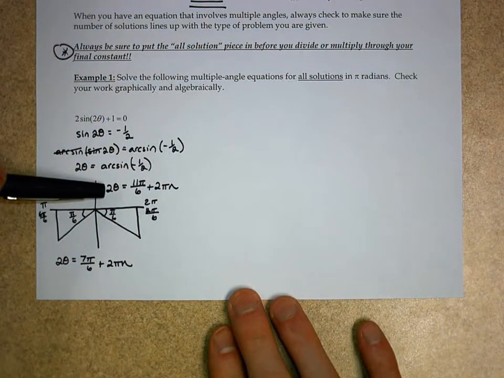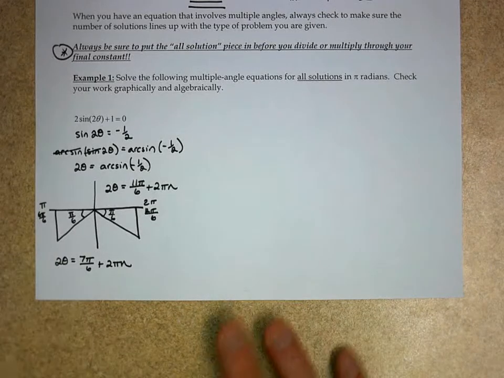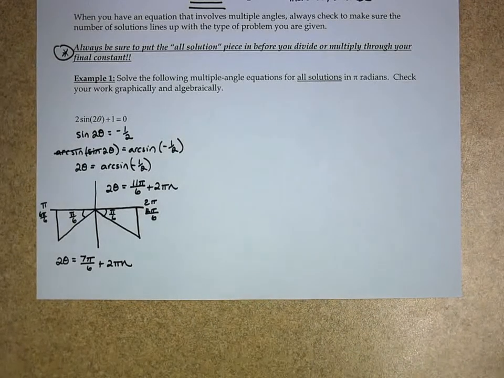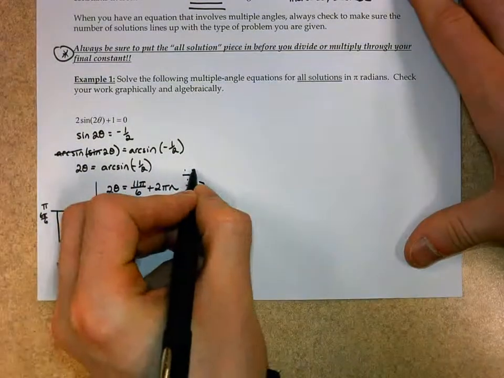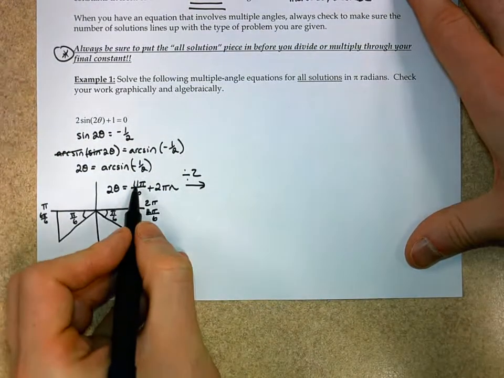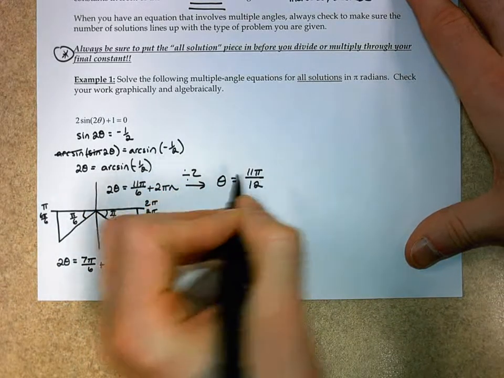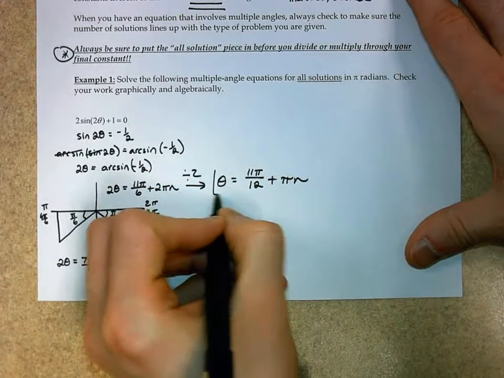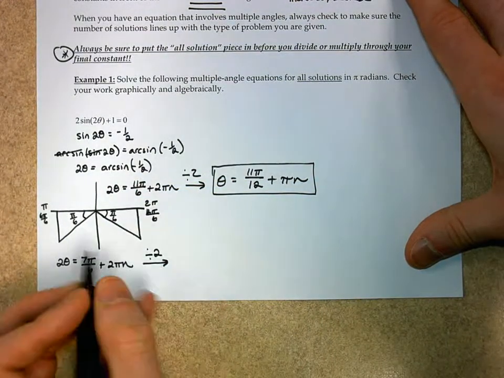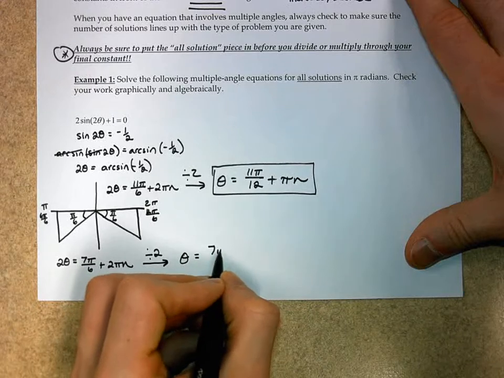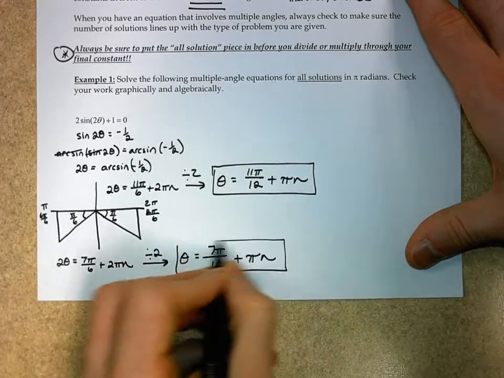So now that I've got these 2 answers of 2 theta equals 11 pi over 6 plus 2 pi n, and 2 theta is 7 pi over 6 plus 2 pi n, I can finally divide everything by 2. If I divide this guy by 2, we now get 11 pi over 12 plus pi n. That's my first solution. And down here we'll divide by 2, which would mean theta is 7 pi over 12 plus pi n.